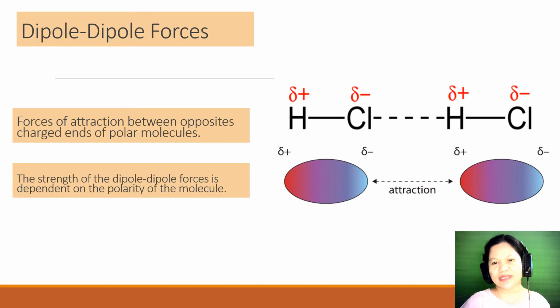Just like in this example, you have hydrochloric acid, since you have hydrogen and chlorine. So hydrogen is positively charged, while chlorine is negatively charged. So therefore, there is an attraction. Why is there an attraction? Unlike charges attract, while like charges repel. So therefore, since they are positively and negatively charged, definitely there will be an attraction.